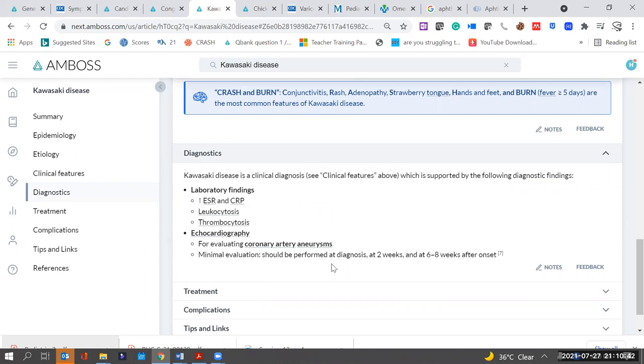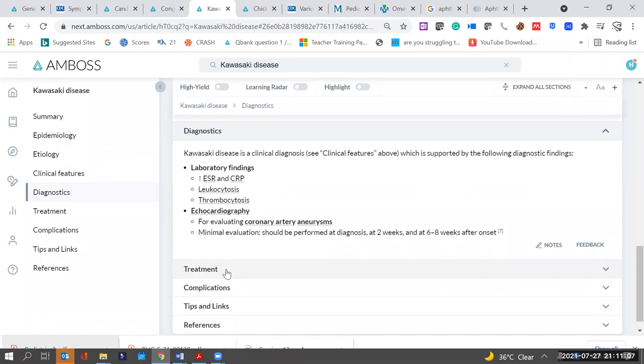Echocardiographic evaluation should be performed at diagnosis, at 2 weeks and at 6 weeks after onset. Of course, you cannot diagnose this disease early because it will take at least 2 weeks to fully develop the symptoms. So it will take time. And after 6 to 8 weeks also, it will not be very helpful in making a diagnosis, because these lab findings are not definitive findings. So it's not just a clinical diagnosis.